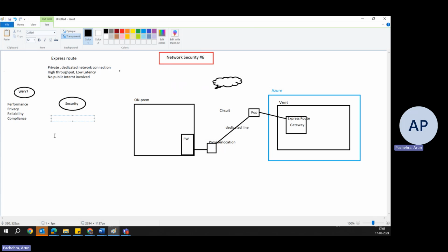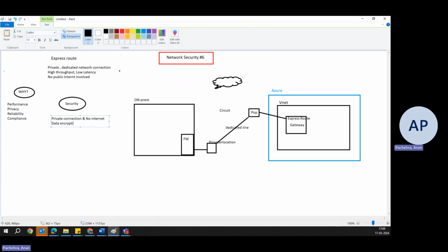First of all, physical security. The private connection facilitated by ExpressRoute bypasses the public internet, so it significantly reduces exposure to internet-based attacks and threats. So, private connection and no internet. We can write this point. This is very important.